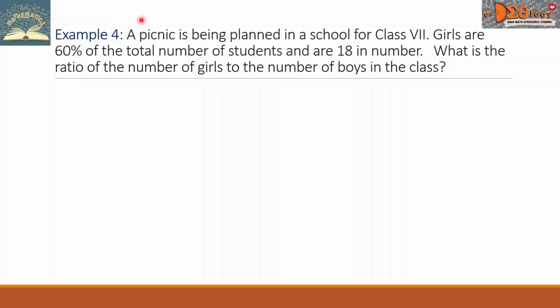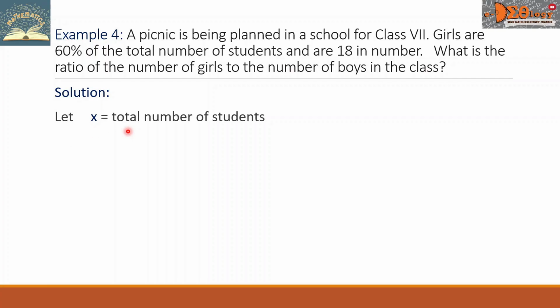Example 4. A picnic is being planned in a school for class 7. Girls are 60% of the total number of students and are 18 in number. What is the ratio of the number of girls to the number of boys in the class?